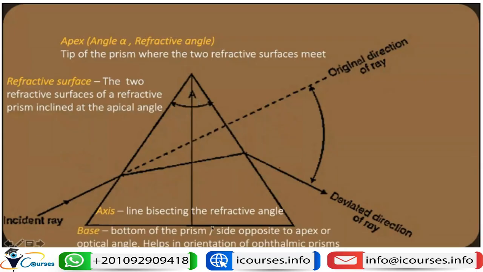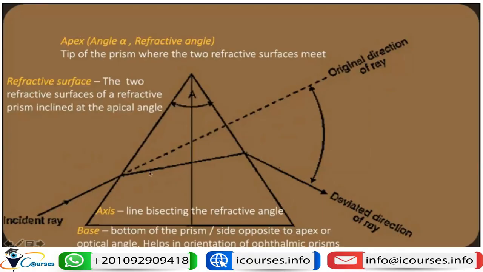And the base of the prism is the bottom, the side opposite the apex, or the side opposite the apical angle. We use this base for orientation. For example, we say that this prism is base up or base down, or base in or base out. So the orientation of the prism is referred to by the direction of the base.